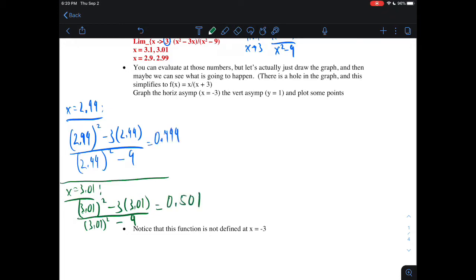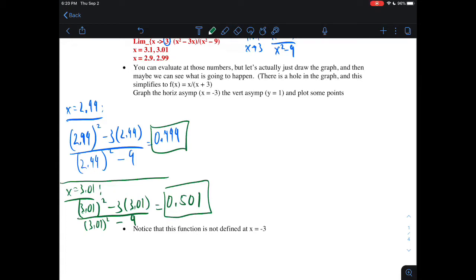So what we get for those values is when x is equal to 2.99, the function is equal to 0.499, where I've rounded to 3 decimal places. And then when x is equal to 3.01, the function is equal to 0.501. Keep in mind these values now that we've reached here, they both look awfully close to the number 0.5. If you were to round them to 1 decimal place, they would in fact be the same value.